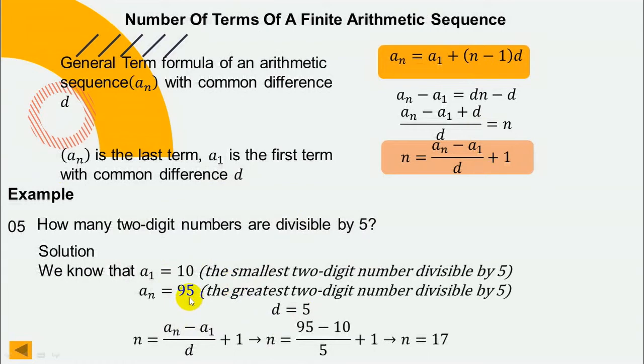So we don't know how many terms there are in 10, 15, 20, and so on until 95. So we have the difference 5, the first term 10, and the nth term 95. So you need to find n. You can use this formula: n equals (the nth term minus the first term) over d, plus 1. n equals (95 minus 10) over 5, plus 1. So n equals 17, everyone.